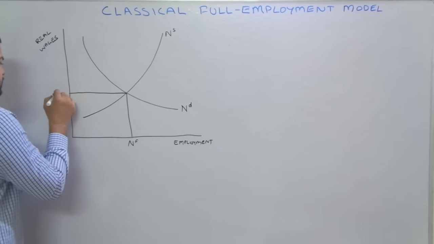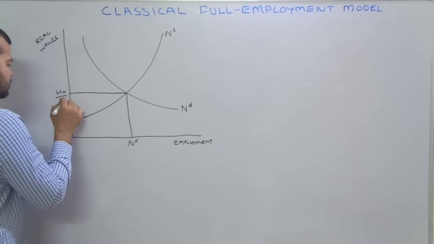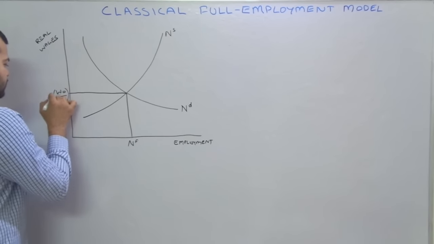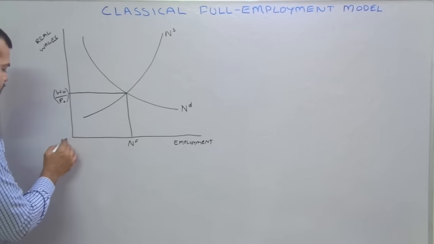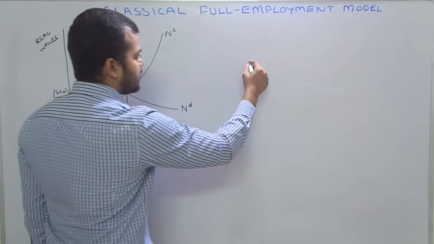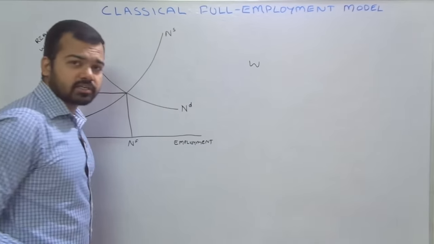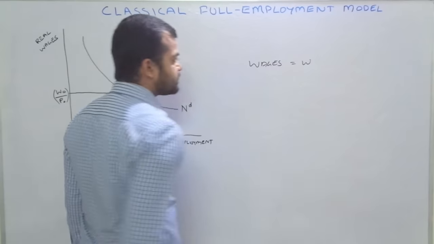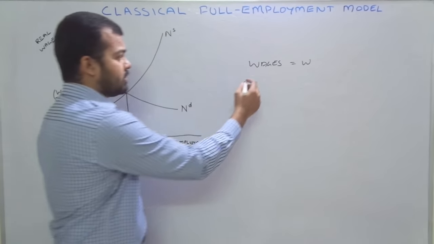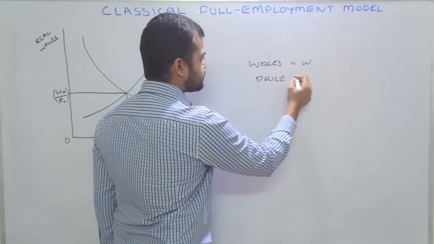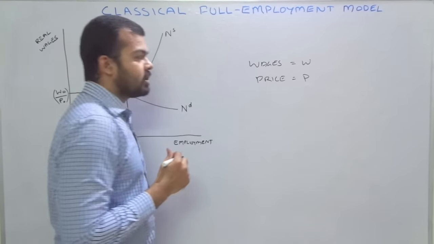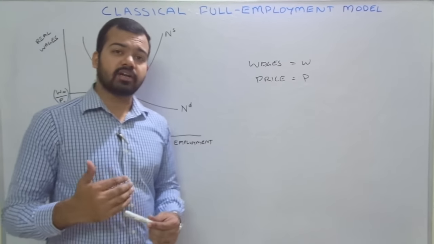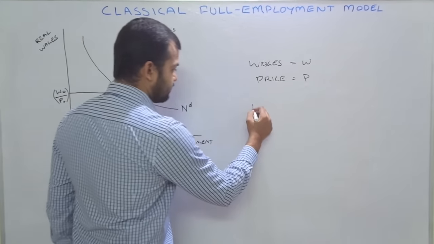Here on the y-axis we have the real wage rate, in brackets. Now we need to understand what this W0 by P0 is. Wages are represented by W, and prices are represented by P. Now what happened? Wages mean nominal wages. It means they are not adjusted for the rate of inflation. So we are just denoting W.